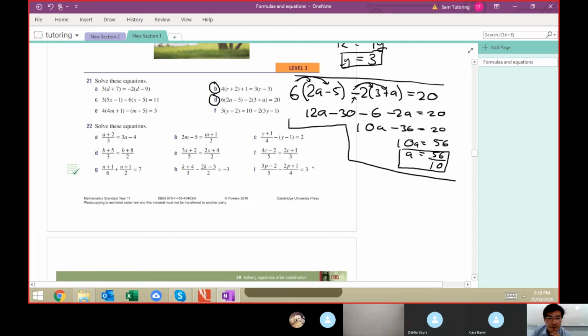You guys want to have a go at question 21b by yourself? Because I think the way I would like to run this lesson today is that I'll do a question as an example, so you guys can get a glimpse of what to do roughly, and then you guys will do it. 4 bracket r plus 2 plus 1 is equivalent to 3 bracket r minus 3. See what you can do with that.